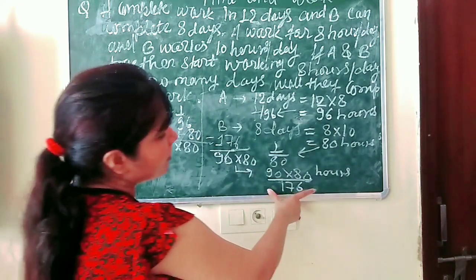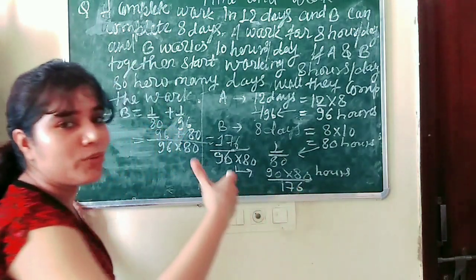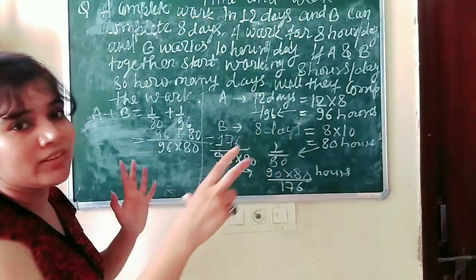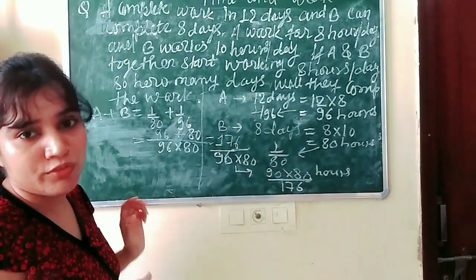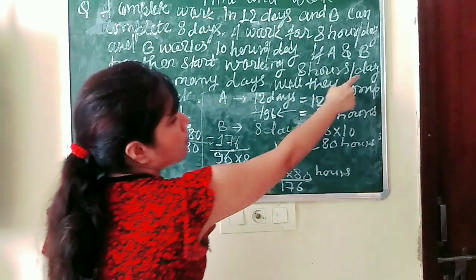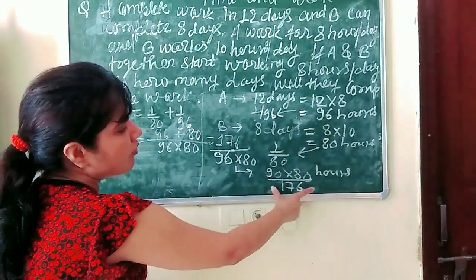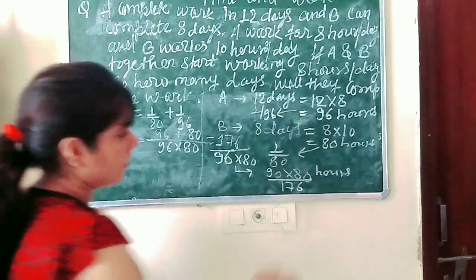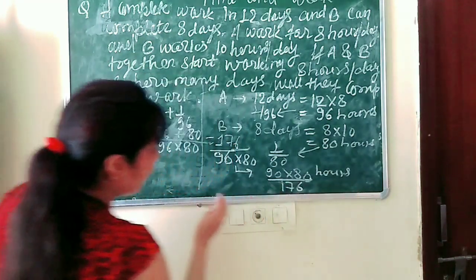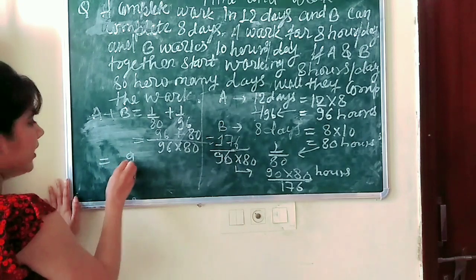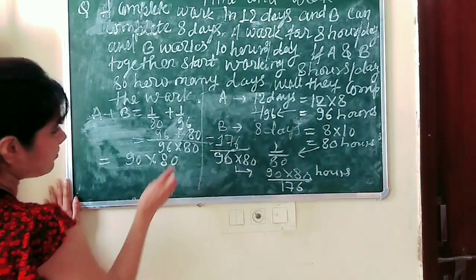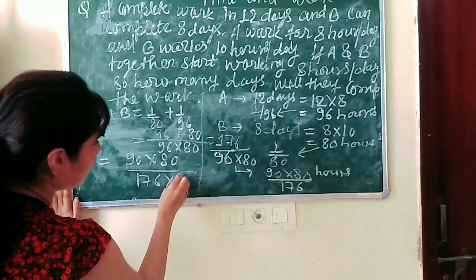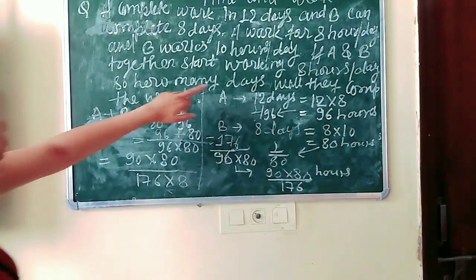No, but that will be wrong. You will not divide it by 24 hours, because they are not working the entire 24 hours in a day. They are just working 8 hours per day. So we will divide this quantity by 8 hours only, not 24 hours. So if we divide it, what we will get is 90 cross 80 upon 176 into 8, because we are converting it into days.